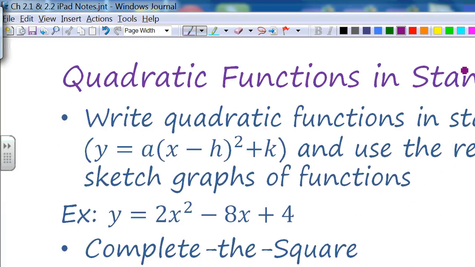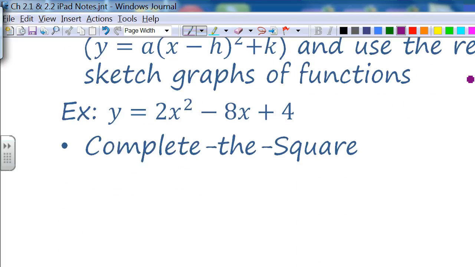Write a quadratic function in standard form from its general form. That's what this is, general form. The way we do this is we complete the square, and hopefully you will remember how to do that. First step for completing the square, I'm going to break off that 4 and move it out. We're going to factor out the 2.